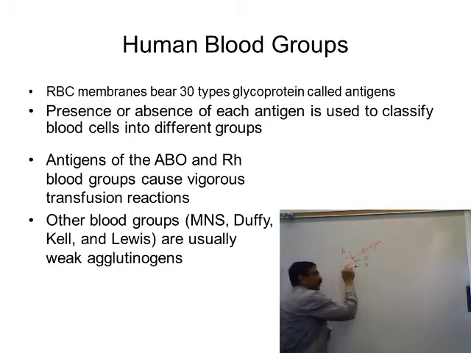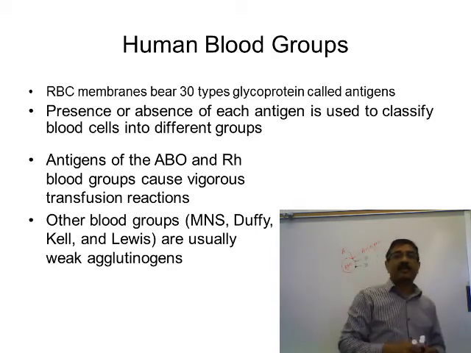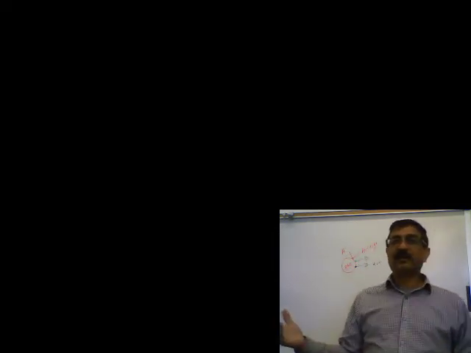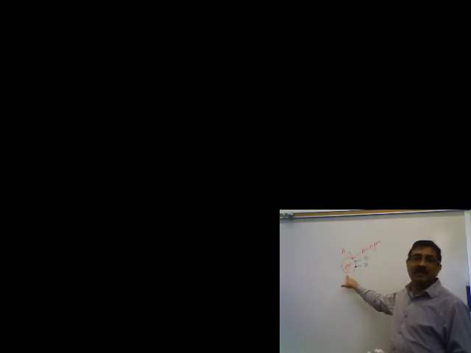D determines if the blood is positive or negative. If someone has D, that means positive. If no D, that means what? Negative. Is it clear? So, now, what is this blood type? AB positive. Make sense?